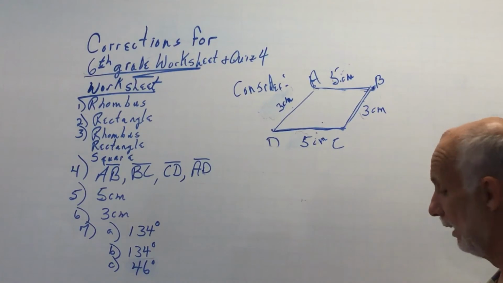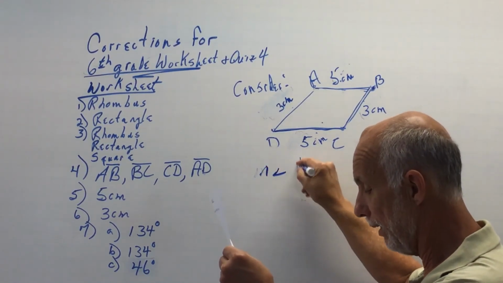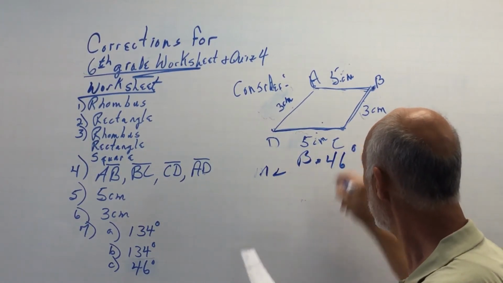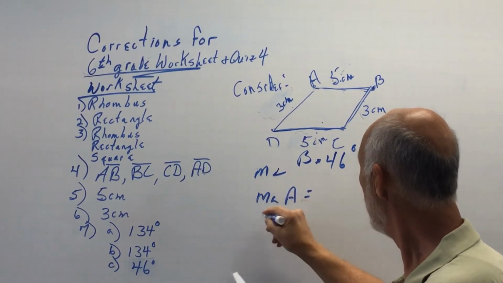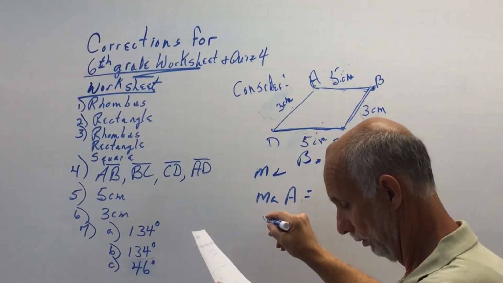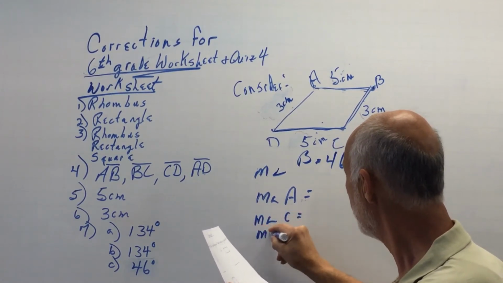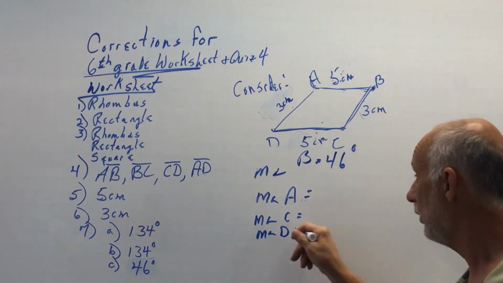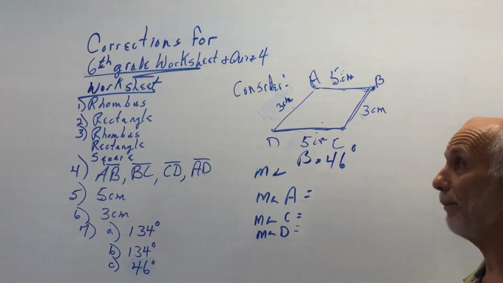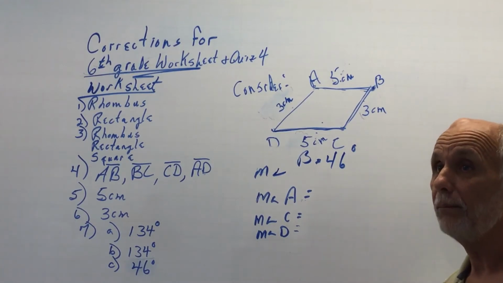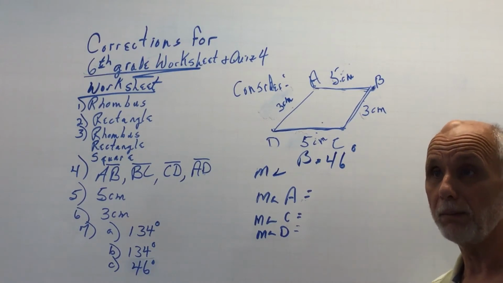Now, lastly, I told you the measure of one angle. I told you the measurement of angle B equaled 46 degrees. And then I asked you to find the measure of angle A, the measure of angle C, and the measure of angle D. Now again, to understand this, you had to go back to those notes at the end of corrections for quiz 3 that said opposite angles of a parallelogram are congruent and consecutive angles of a parallelogram are supplementary.